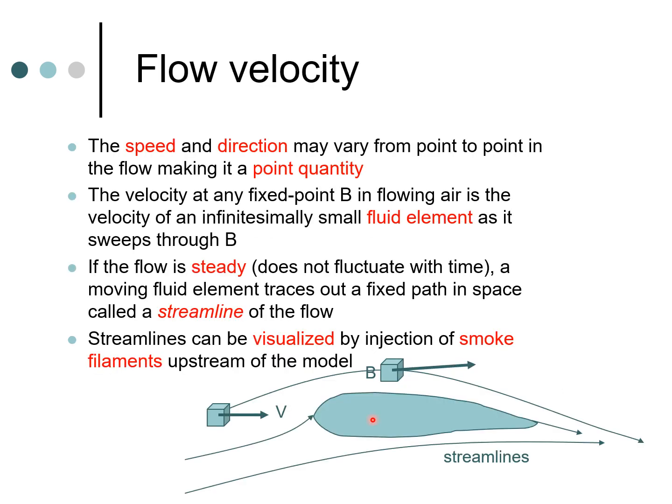So we come to the fourth quantity, and this is a vector quantity. Essentially here we have flow velocity, and because it's velocity, it is essentially speed and direction. So speed and direction are going to vary from point to point in the flow, and this is going to make it a point property.